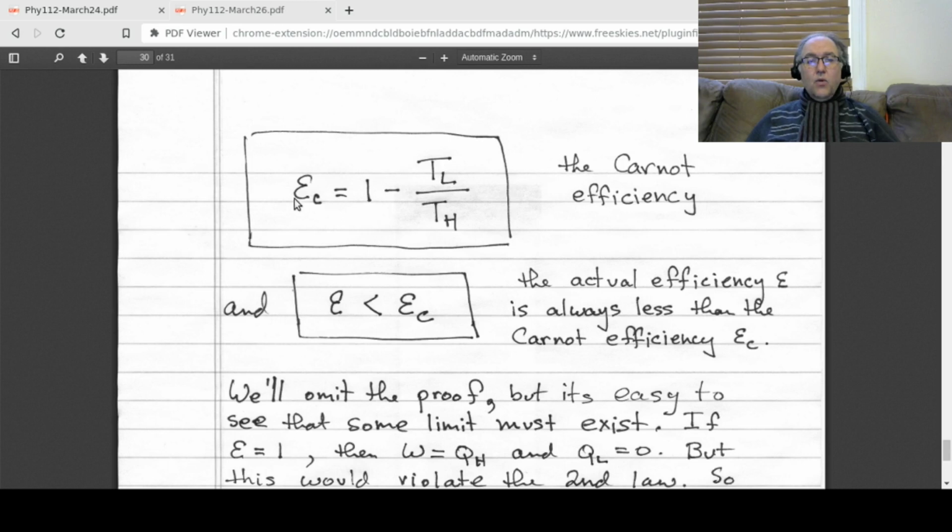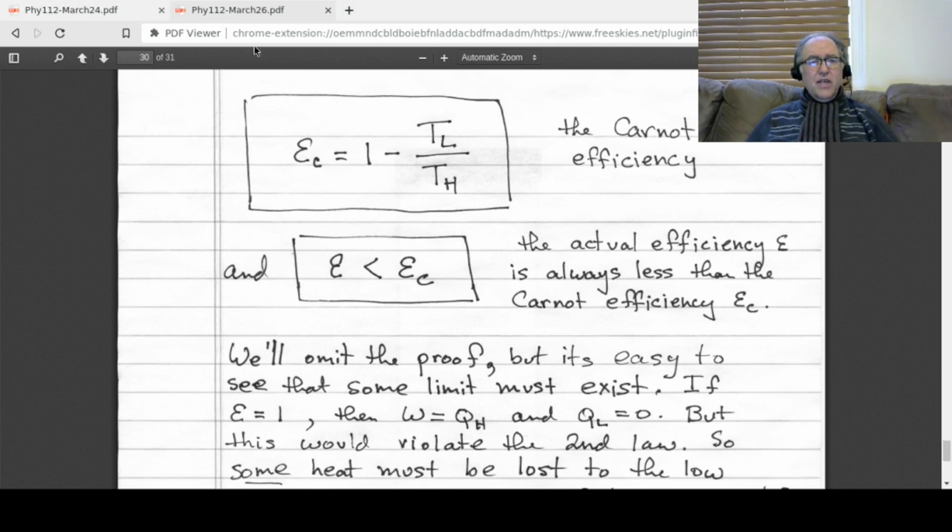Okay, this is known as the Carnot efficiency, and in order for the second law to be satisfied, whatever the efficiency of the engine is, the true efficiency has to always be less than the Carnot efficiency. So the actual efficiency of any engine is always less than the Carnot efficiency. You can get close to the Carnot efficiency, but you can't get past the Carnot efficiency without violating the second law. Now I'm stating this without any kind of a proof. The proof is not that hard, but I'm not going to go over it.